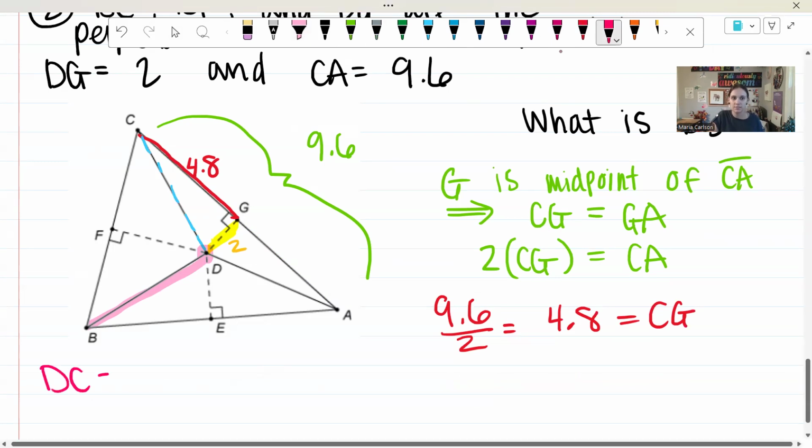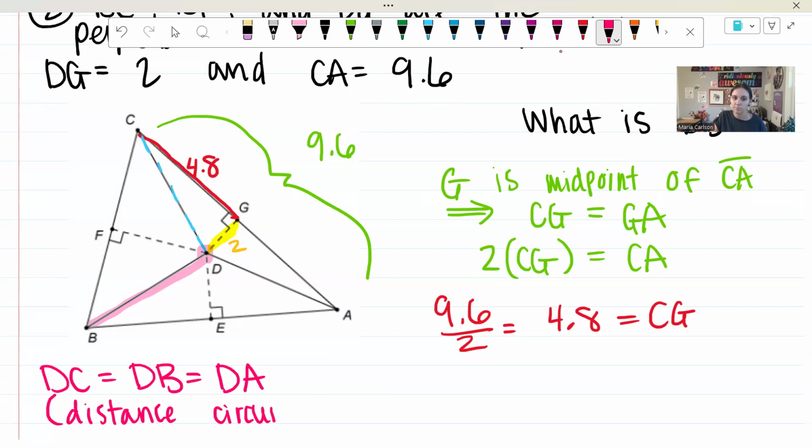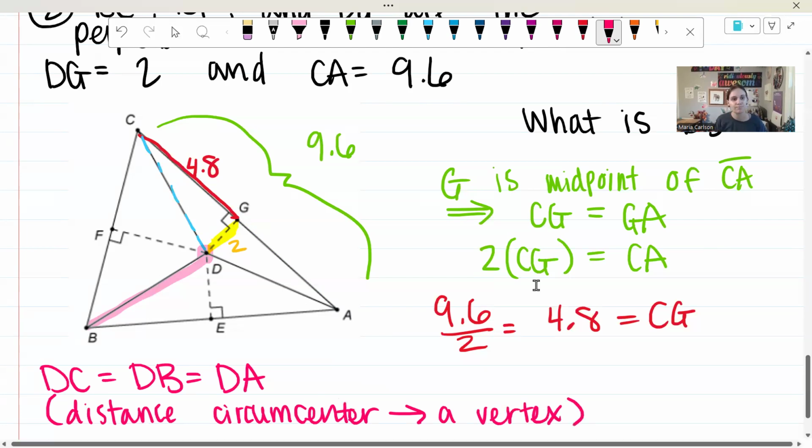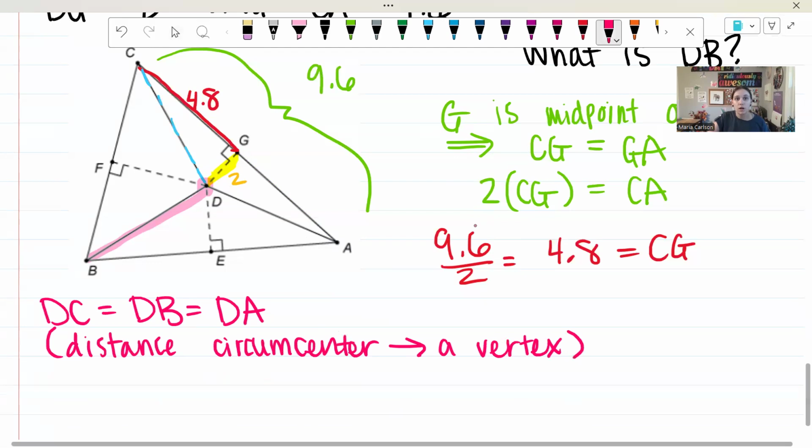DC, that's going to be the same distance as DB, which is even the same as DA, because that's the distance from the circumcenter to a vertex in our triangle. So how do I do that? Well, this is a right triangle. And in a right triangle, we can always use the Pythagorean theorem, right?